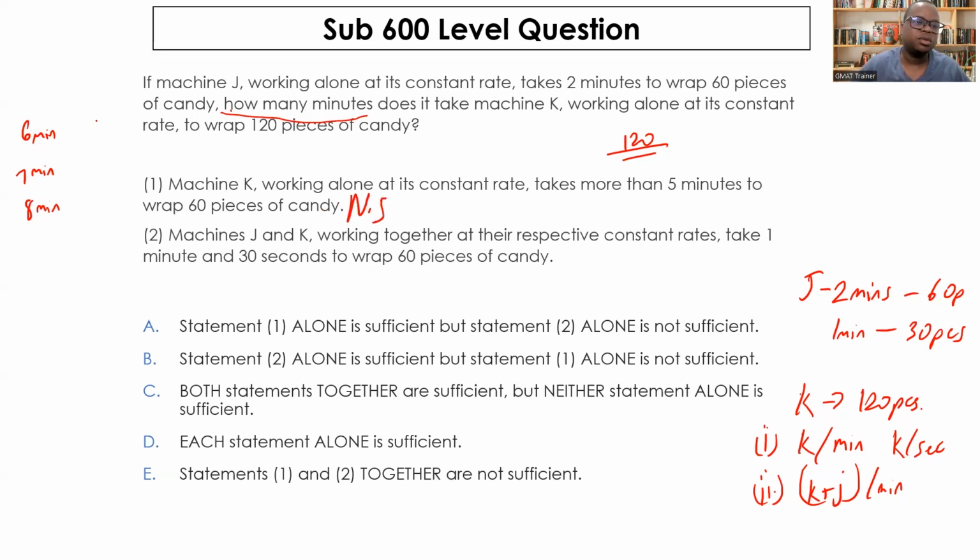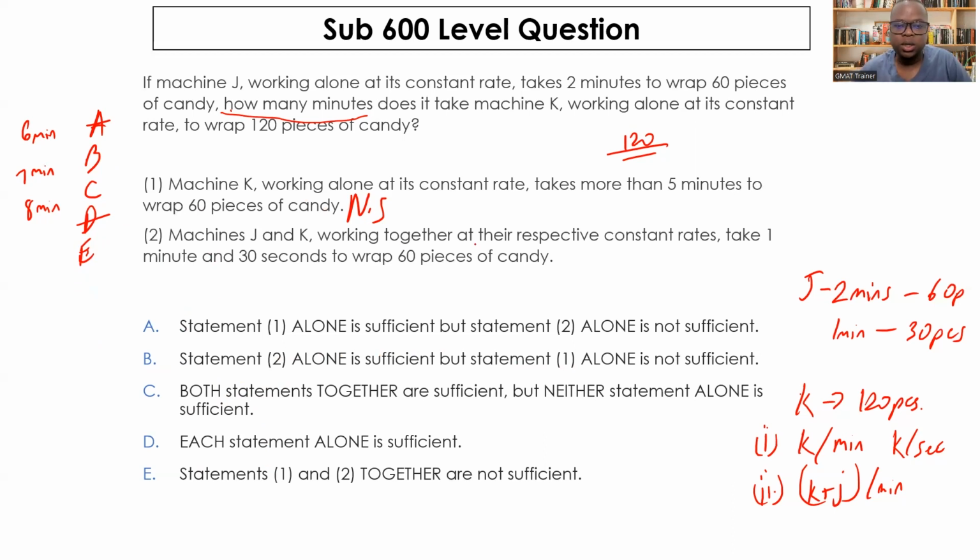And in the DS methodology, A, B, C, D, and E, if the first statement is not sufficient, we cross off A, therefore that also means we cross off D. So we're left with investigating B, C, and E, where B, 2 alone is sufficient, but 1 alone is not sufficient. Then we have C and E. So let's go and investigate statement 2.